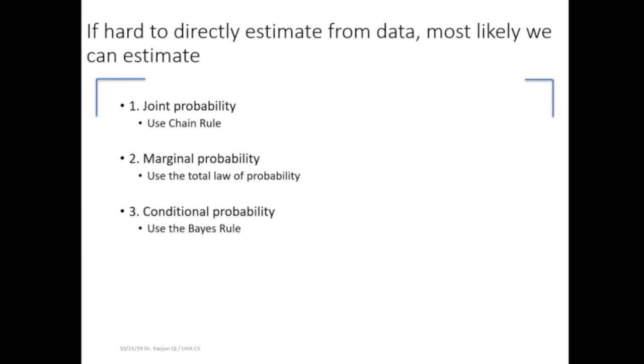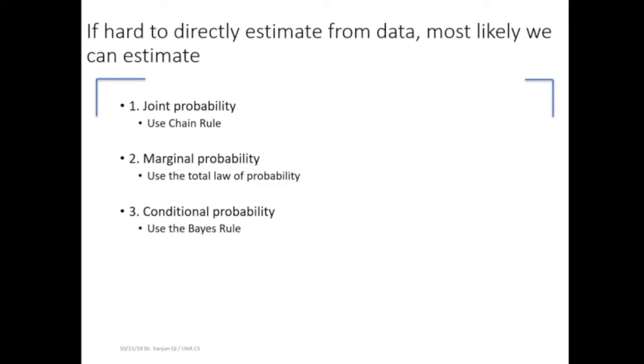If what you care about is a joint probability, and it's hard to estimate directly from data, people just use the chain rule. I hope you remember what the chain rule is. If you want to estimate a joint probability that is not directly countable from your data, you use the chain rule to estimate it. I'm going to give you an example later, so remember that.